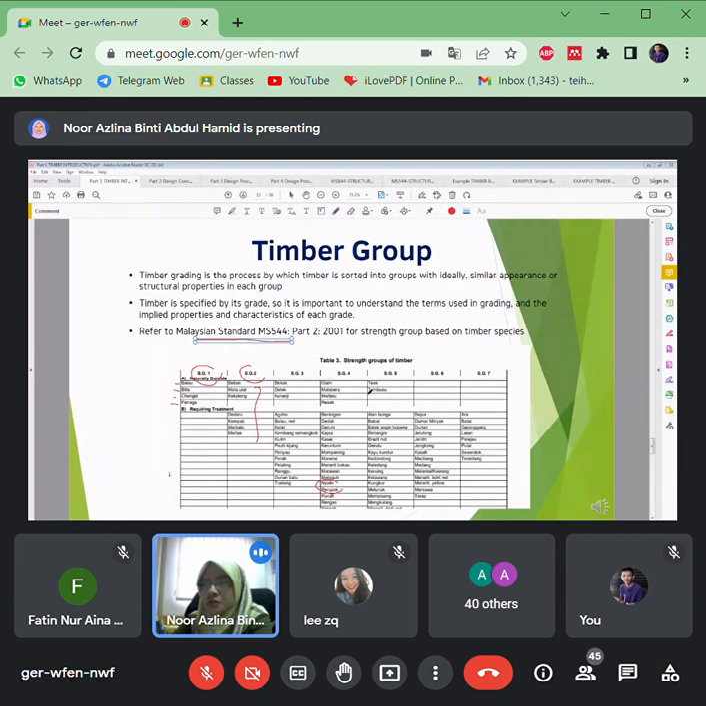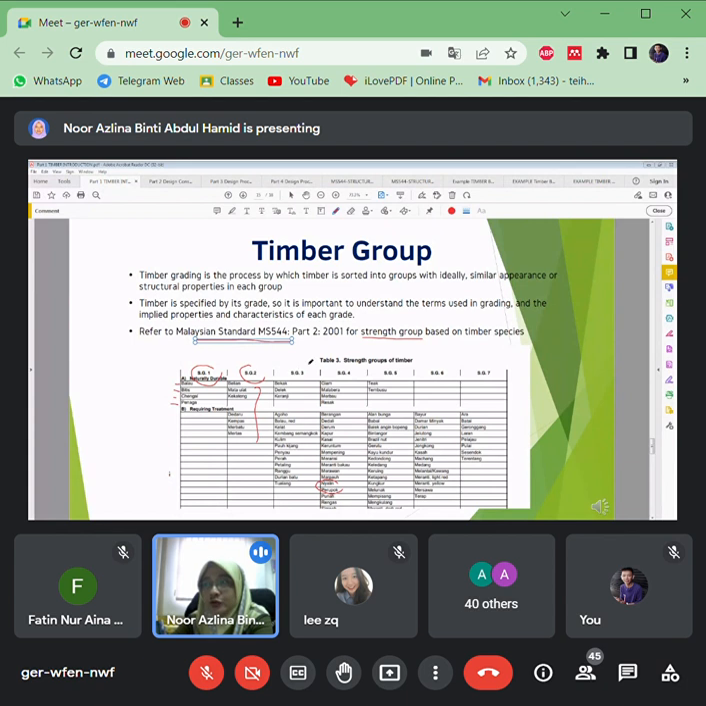So you don't have to remember this because all of these tables are included in the Malaysian standards. Some of the questions mention the SG, which is the strength group. SG stands for strength group. Let's say SG1 is stronger than SG2, which is stronger than SG3. When we talk about strength, some of the questions mention the strength group.